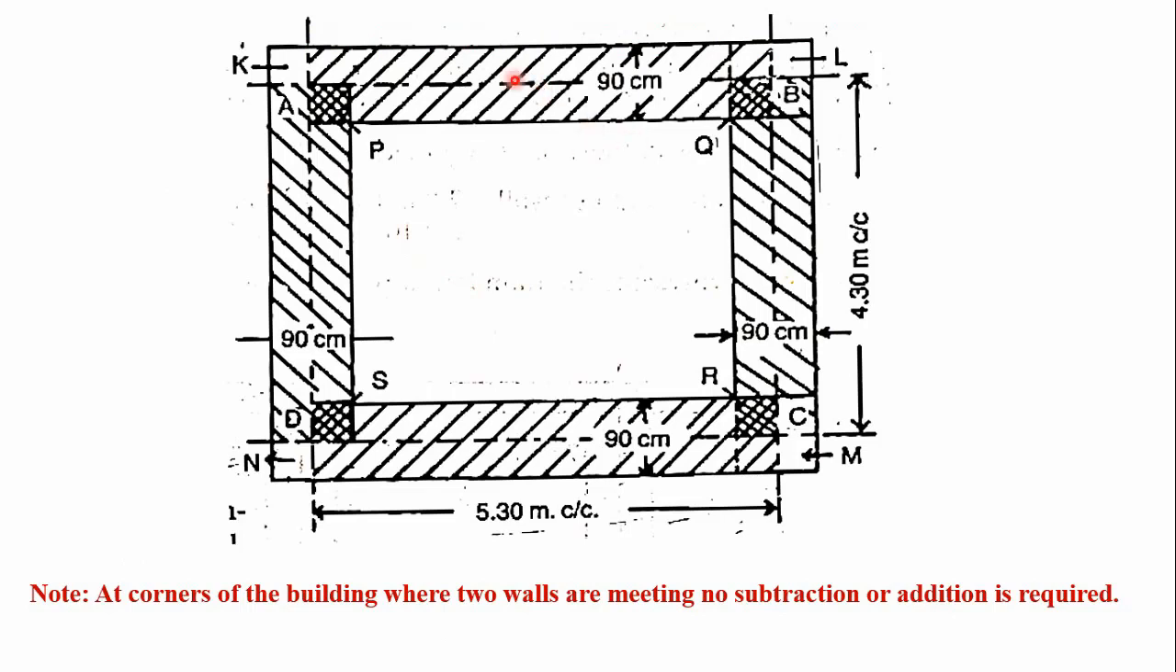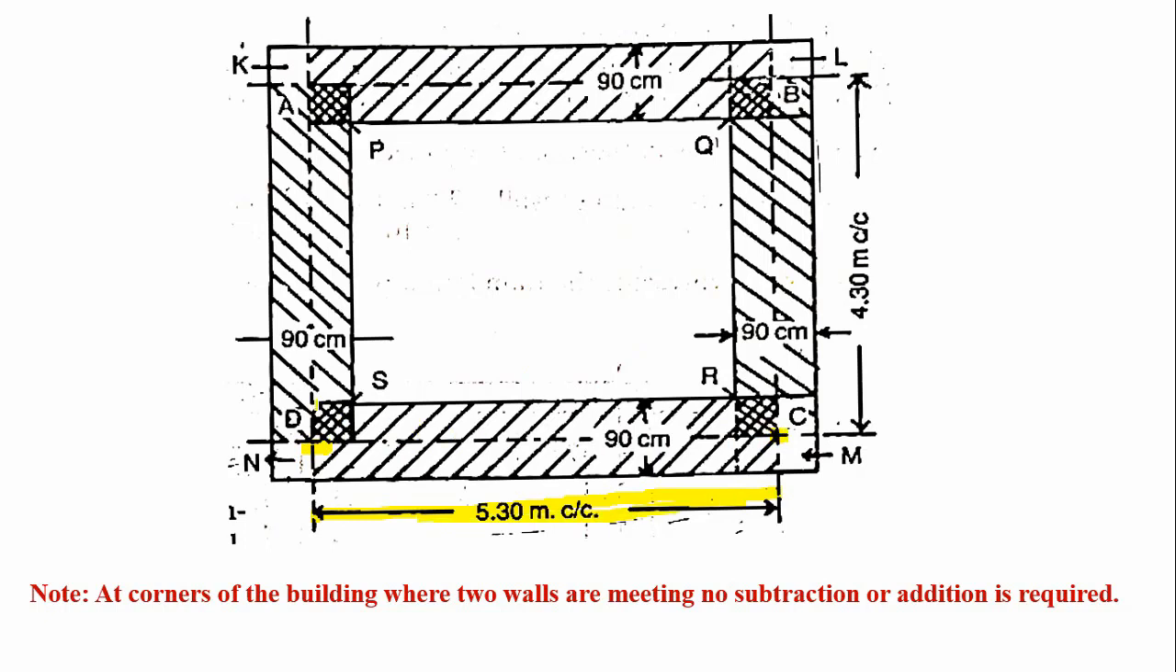For example, I will take this single room building. Suppose the center to center length of this building is 5.3 meters in the x direction and in the y direction let it be 4.3 meters. Now how do we calculate the quantity by the center line method? We will take this length of 5.3 meters in the x direction. This is the center to center length, from this center till this center.